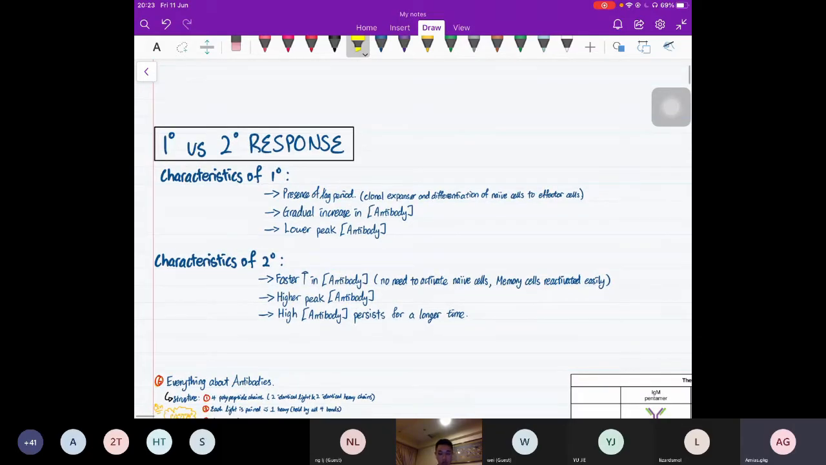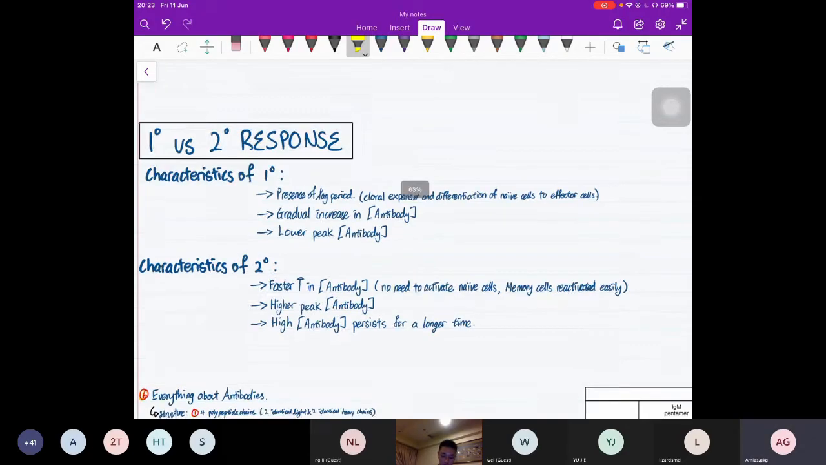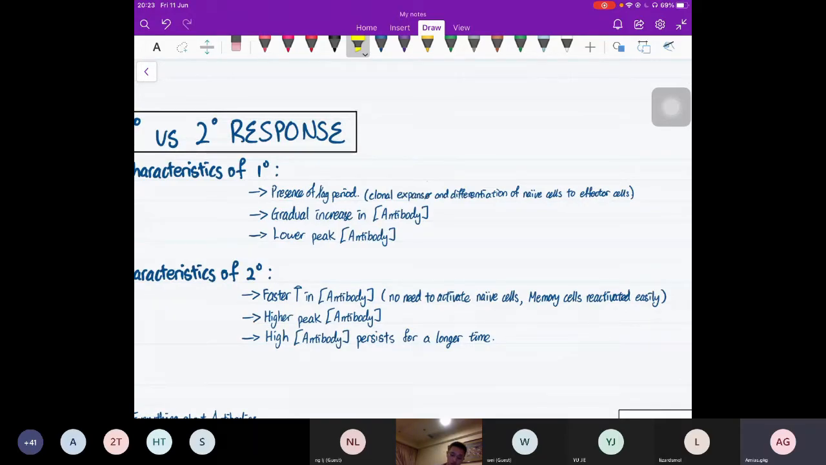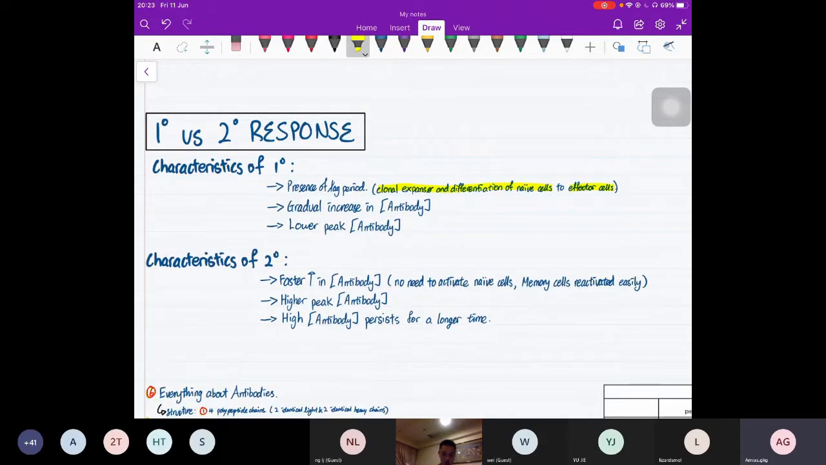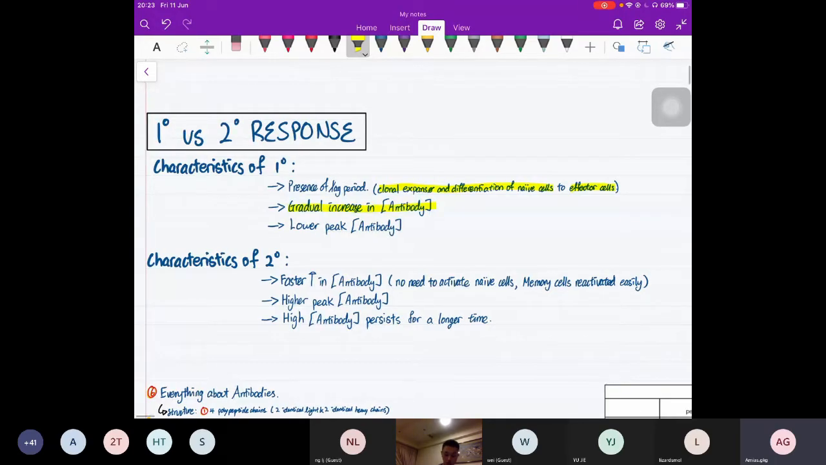Okay, so the characteristics of your primary response is that there is a lag period because you require the clonal expansion and differentiation of your naive cells. And then you have to differentiate them into effector cells, and that all takes time because you need time to recognize that there is a foreign pathogen. And then after you recognize, you have to go through the entire antigen presentation part, and then go through clonal expansion and differentiation of your naive T and your naive B cells. Okay. The second characteristic is that there is a gradual increase of your antibody concentration, a gradual increase.